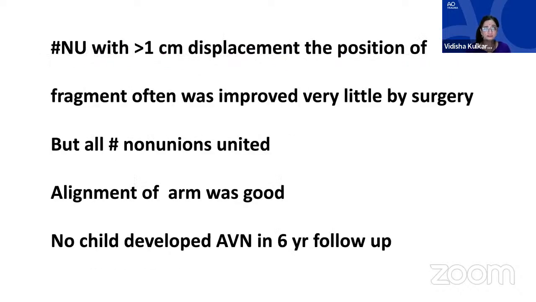So in his series, he has treated non-unions with greater than 1 centimeter displacement, and the position of the fragment was improved very little by the surgeon. But all non-unions united with reasonably good alignment of the arm. And in his series, no child developed AVN in a 6-year follow-up.